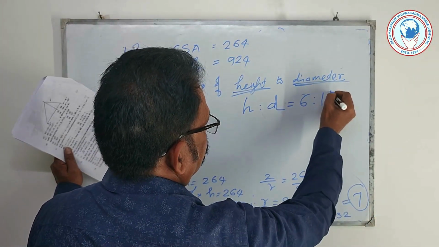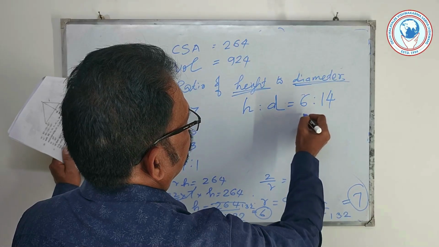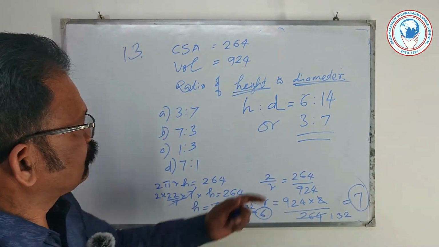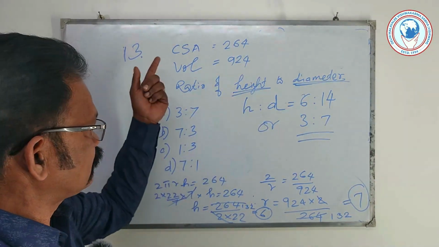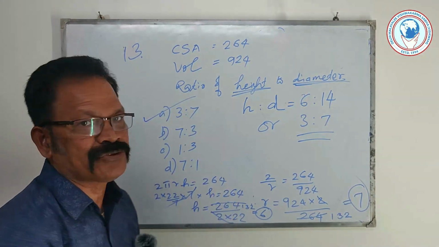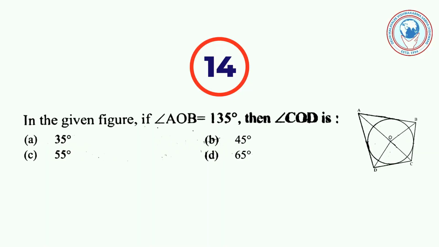Diameter 14. For simplifying, cancelling, we get 3:7. So 3:7 is the answer. So see the options. First option is the correct one, 3:7.